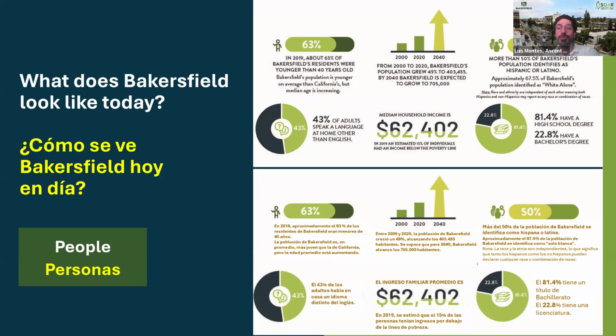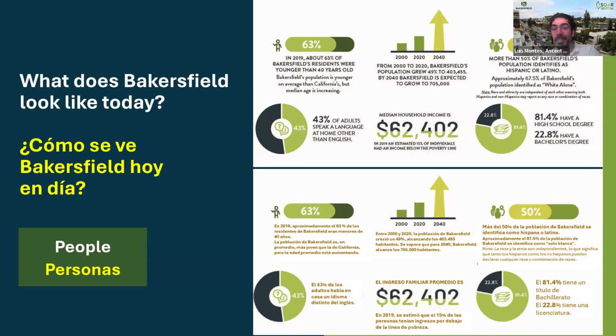From 2000 to 2020, Bakersfield's population grew by 49%. Moving forward, 43% of adults speak a language at home other than English, and 50% of the population identifies as Hispanic or Latino. About 81% of the population has a high school degree, and 23% have a bachelor's degree.